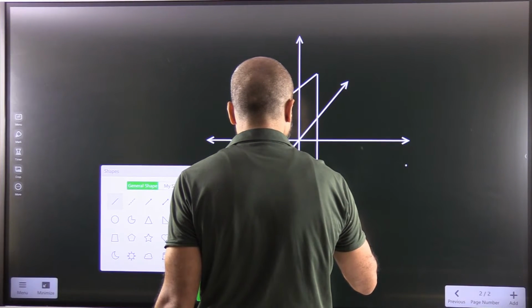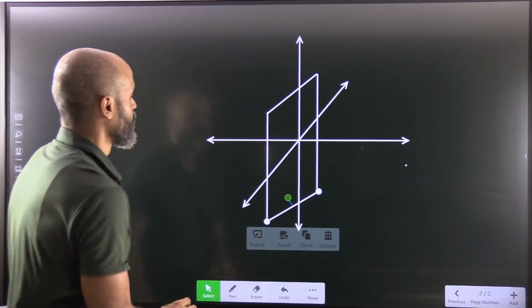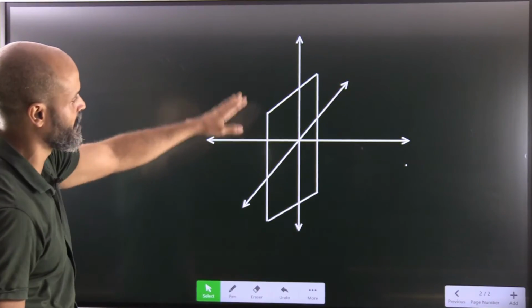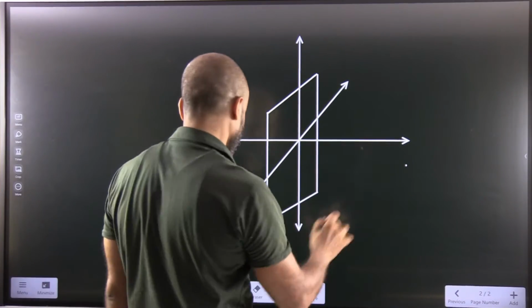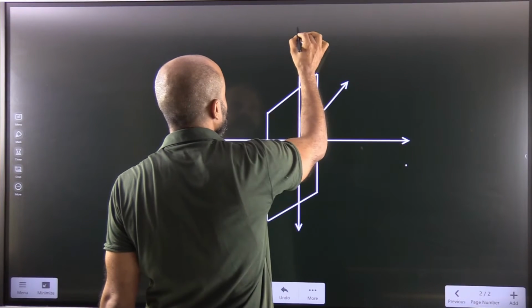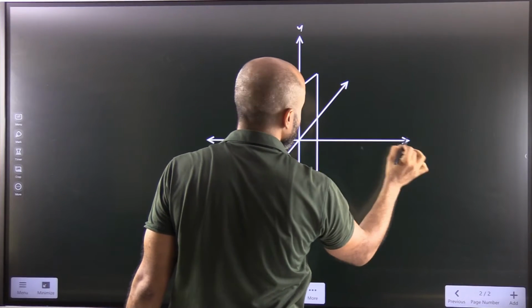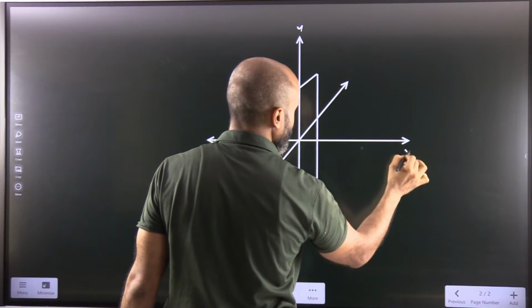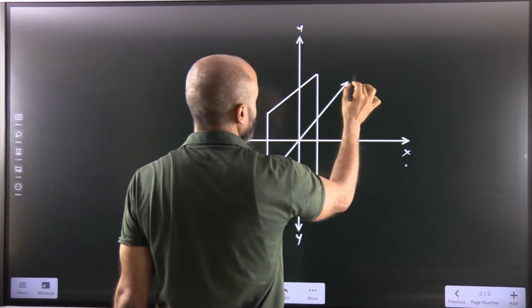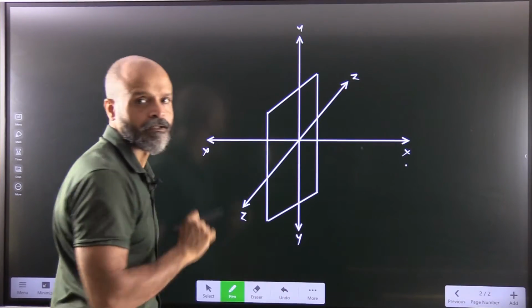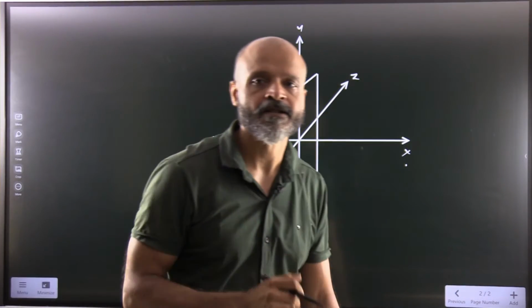So we have the mirror placed like this. This will be basically the surface of the mirror, which is placed along, let's say, the z-axis. Let's name this to avoid confusion. We have the y-axis here, we have the x-axis here, and we have the z-axis here. So the mirror is kept along the z-axis.